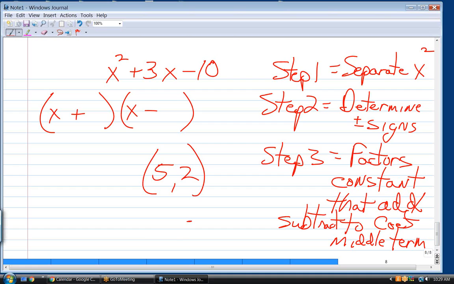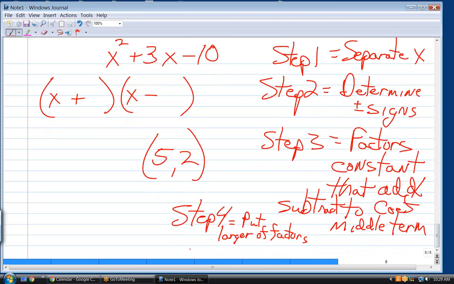And because of this negative sign, there is a step 4. Step 4 is put the larger of the two factors with the sign of the middle term. What's the sign of the middle term? Positive. So I'm going to put the 5, the bigger of the factors, with the positive. And the 2 goes there.